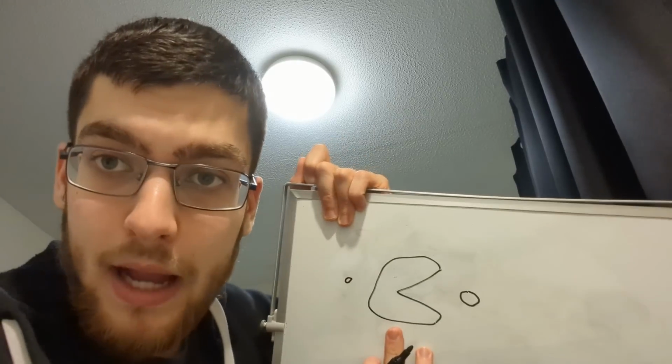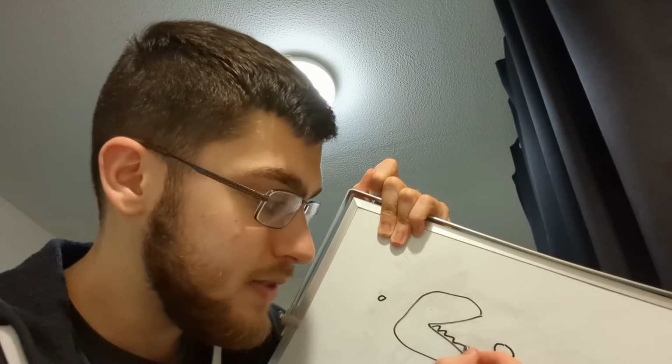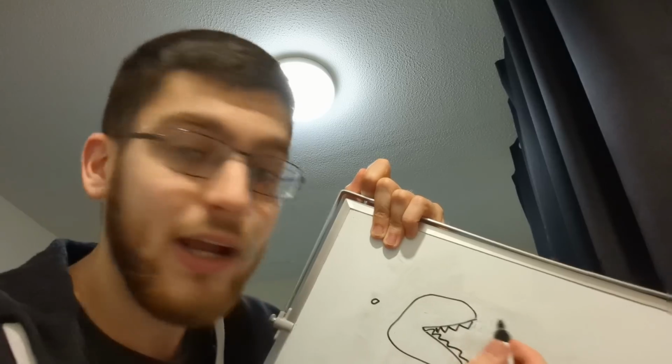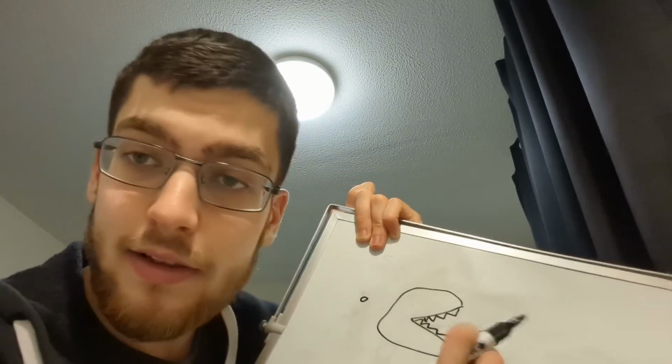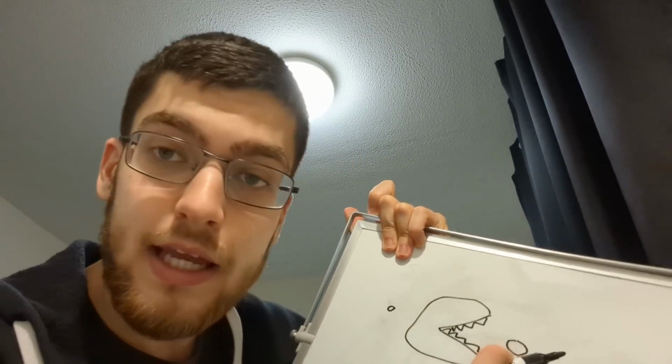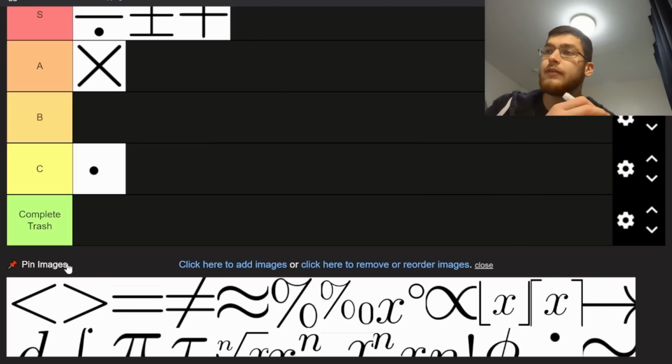Why not draw it like Pac-Man, or at the very least add little teeth in here so it looks a little bit more like a crocodile? Right? And then we can easily show kids, look, the crocodile's eating the bigger number. It makes so much more sense. So if this had teeth, it would be in S tier, but it doesn't, so it's got to go in C tier.